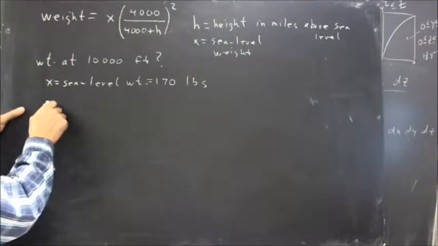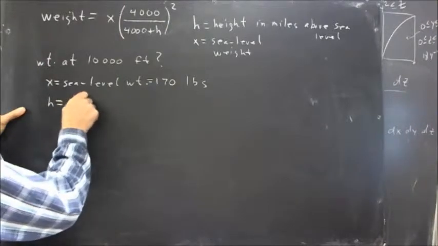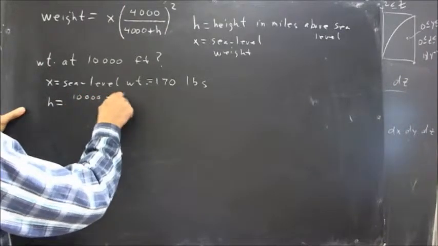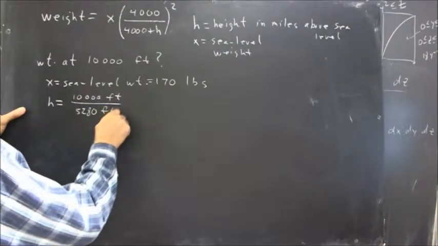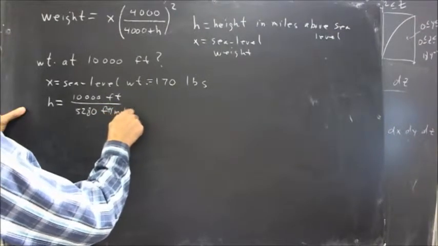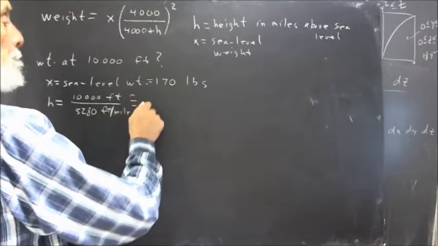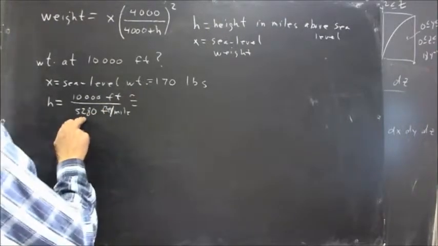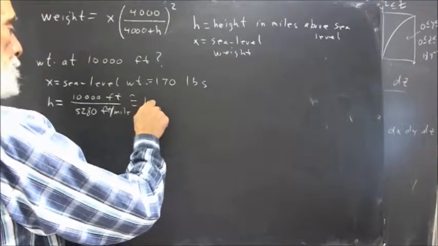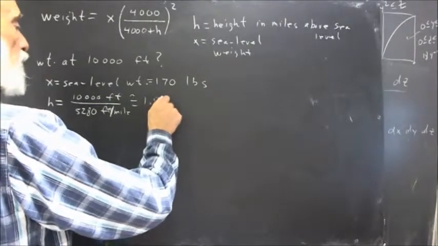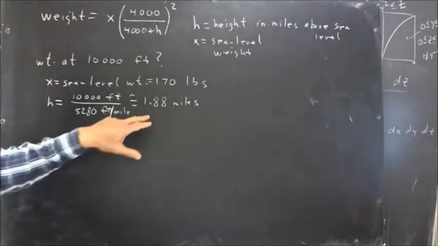Okay, so h equals what? It's 10,000 feet divided by 5,280 feet per mile, and that equals approximately, let's see, that's about 6% less than 2 miles, so that would be about 1.88 miles, okay?